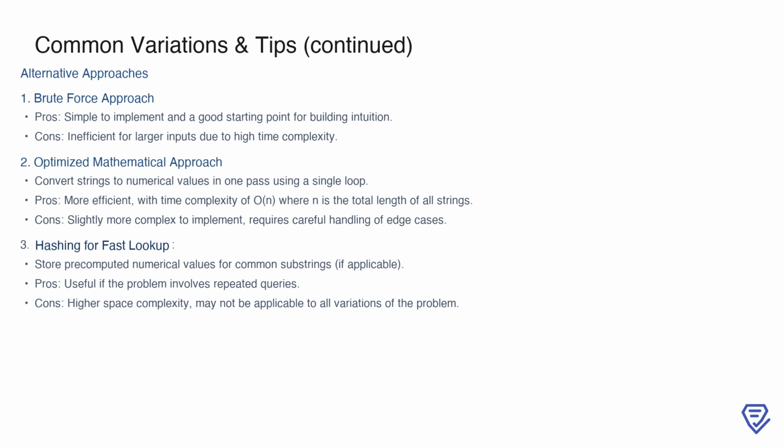Another option is using hashing for fast lookups. By pre-computing numerical values for common substrings, you can make repeated queries more efficient. However, this comes at the cost of higher space complexity, and it may not be applicable to all variations of the problem. Each approach has its pros and cons, so choose the one that best fits the constraints and requirements of the problem you're solving.